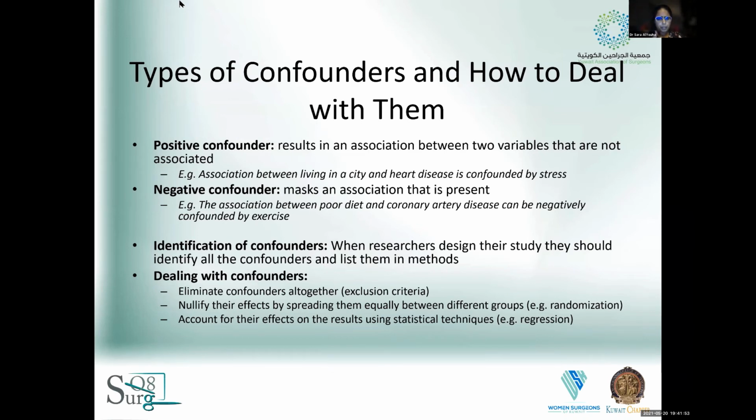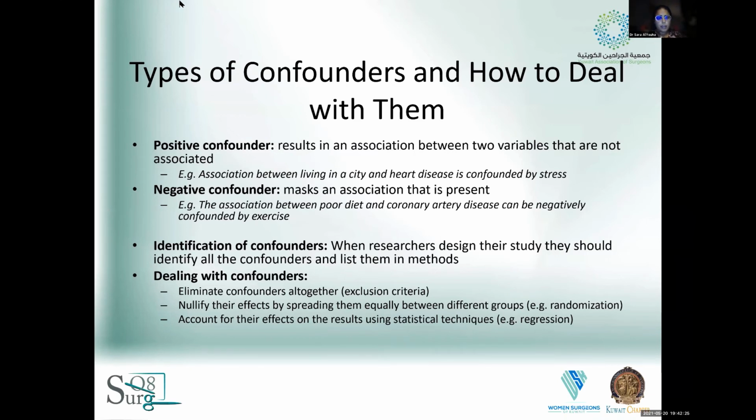Now, if you do have confounders, like alcoholics in your sample, what do you do about it? Okay. You can either eliminate the confounder altogether in your exclusion criteria. So in the case of paracetamol and alcohol consumption, you can say, I'm going to exclude everyone who uses alcohol regularly, for example. The second way is to nullify the effects of your confounder by spreading them out equally between different groups. And that's where randomization comes in.